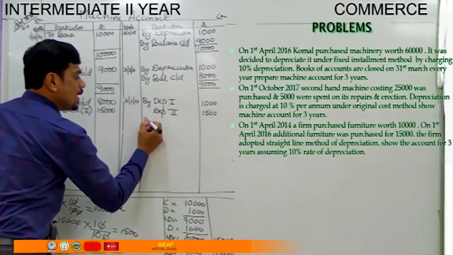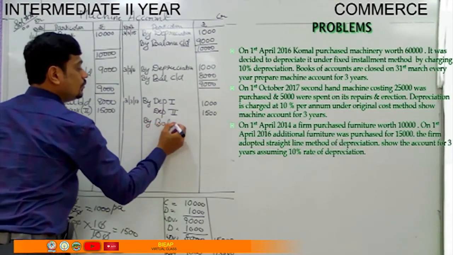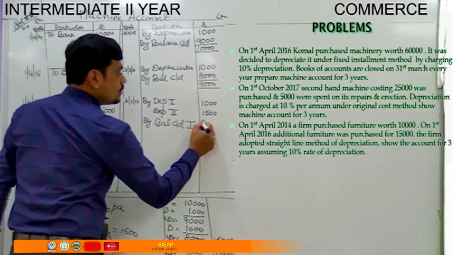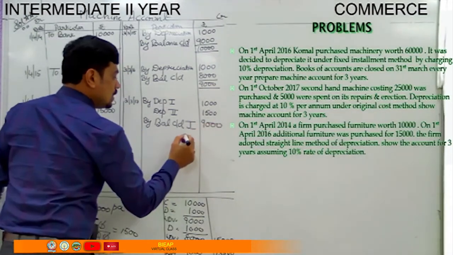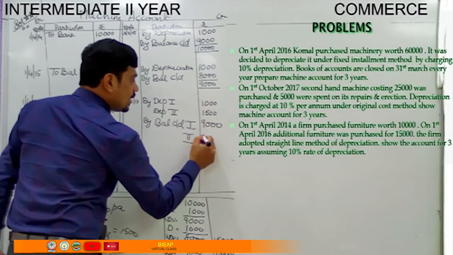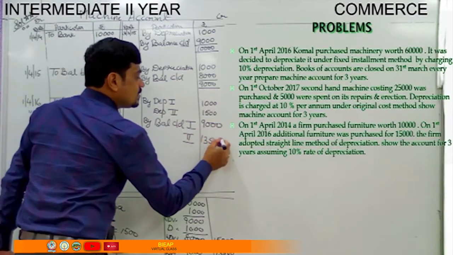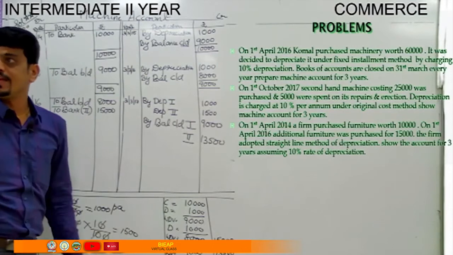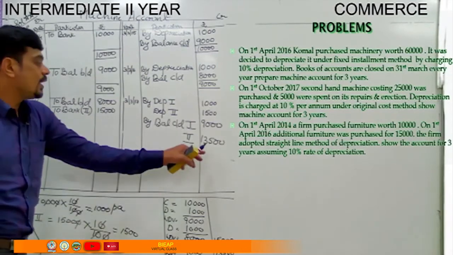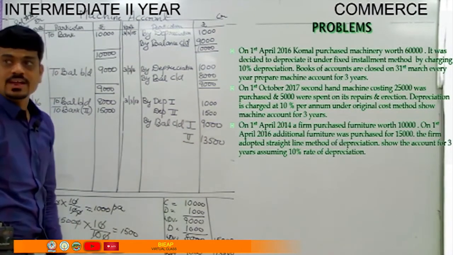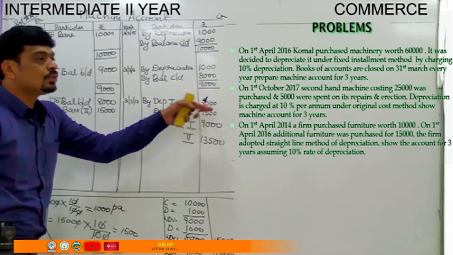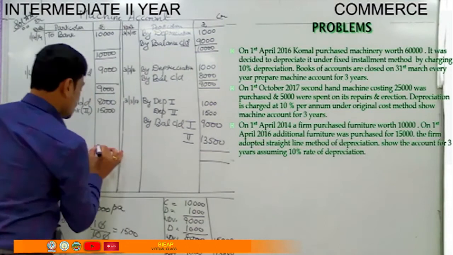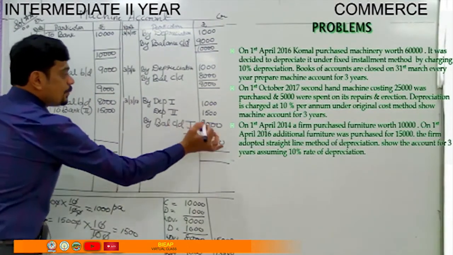So close the account and balance it. By balance carried down 1: how much is it? 9,000. How much is of 2? 13,500. Sir, can I add up and write? That is your choice, no issues at all. You can even write with addition, that is, 22,500 also. Close the account, but showing separately is better.